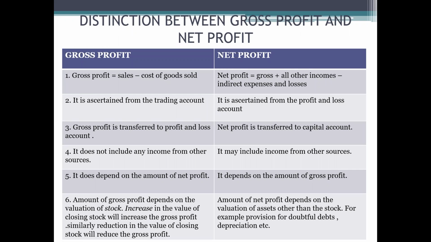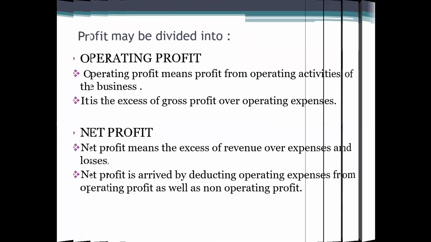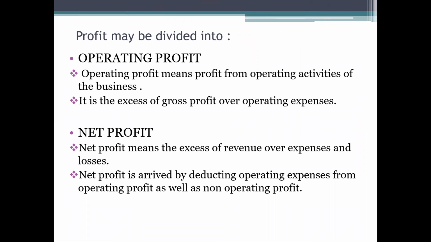Now, we are proceeding towards the next topic, and the next topic is division of profits. There are two types of profit. Profits are divided into operating profit and net profit. Operating profit means the profits from operating activities of the business. So, it's the excess of gross profit over operating expenses. When we are talking about operating profit, we are talking about the profit earned by carrying out the main core activity of the business.